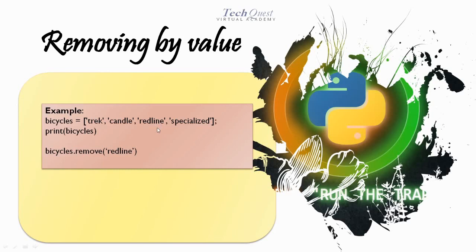There we would not apply the concept of indexing. We would use a string which we want to remove from the list. So here we want to remove the red line string from the list we have created here. So I mentioned that string and it will remove that string.